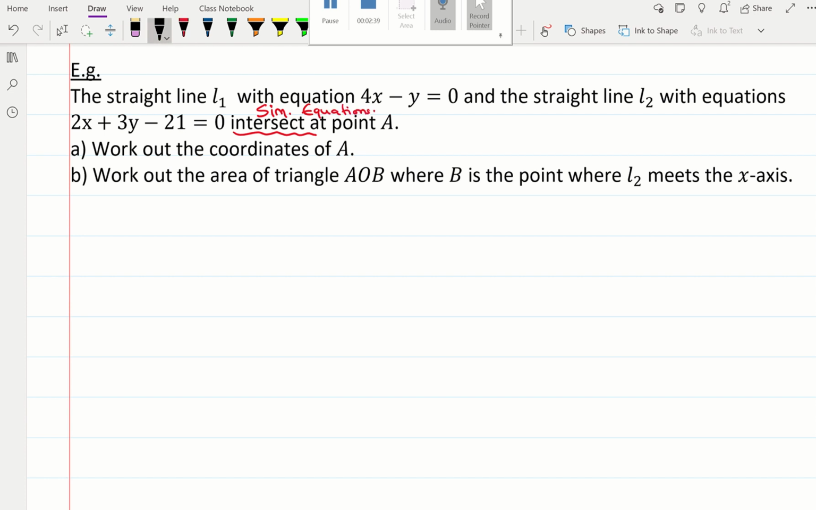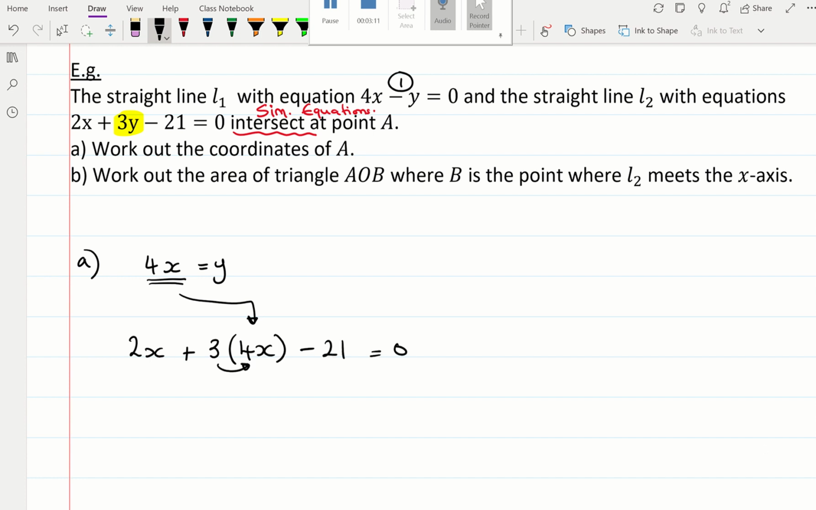So I would start with rearranging that first one, putting it in terms of y. So 4x equals y. Now that I have the value of y, I can substitute 3y. So 3y becomes the following. So I've got 2x plus 3y, but y is 4x, minus 21 equals 0. So that is 2x plus 12x minus 21 equals 0.